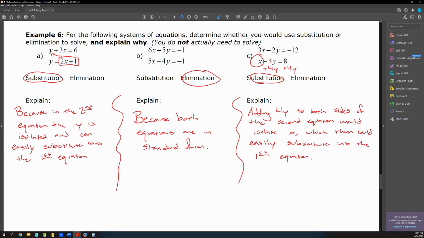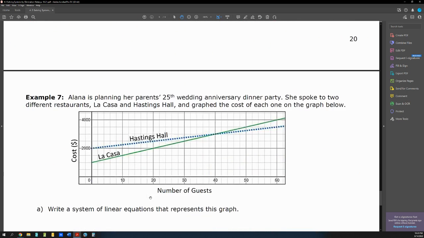So again, whichever method you saw first or whichever you think is easier, you can circle that and then provide your justification. All right. Last page, let's try example 7.